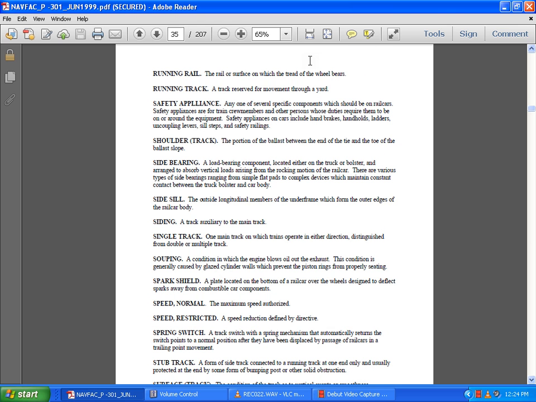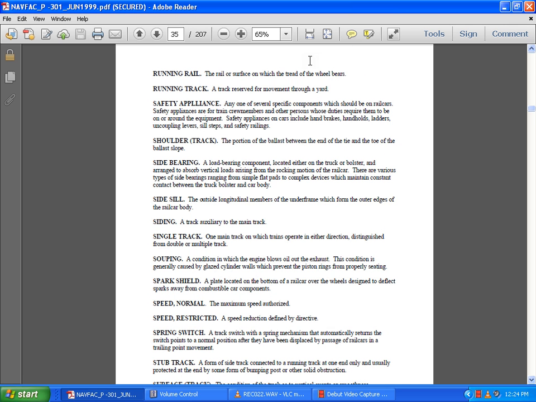Once again, safety appliances. Safety appliances are several specific components which should be on the railway cars, for train crew members and other persons whose duties require them to be on or around the equipment. Safety appliances on cars include hand brakes, handhold ladders, uncoupling levers, sill steps and safety railing.